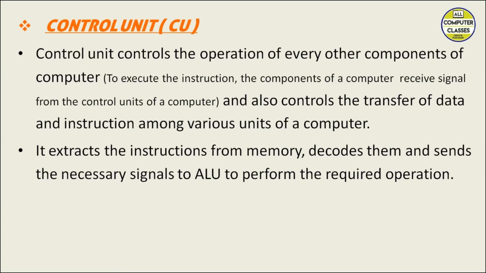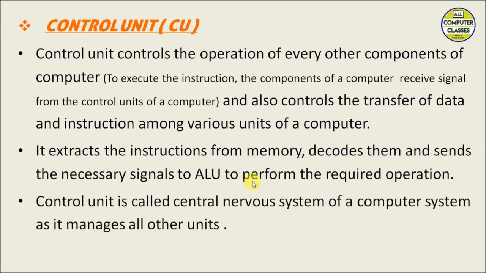We say that it is controlled by the CPU, but which component of a CPU is actually dedicated to this work? That is the control unit, right? It extracts the instruction from memory, decodes it and sends the necessary signal to the arithmetic logical unit to perform the required operation. All the arithmetic and logical operations are performed using the ALU, and it works according to the control unit, because the control unit extracts the instruction from memory, decodes it and then sends it to the ALU, right? Then the control unit is called the central nervous system of a computer system.